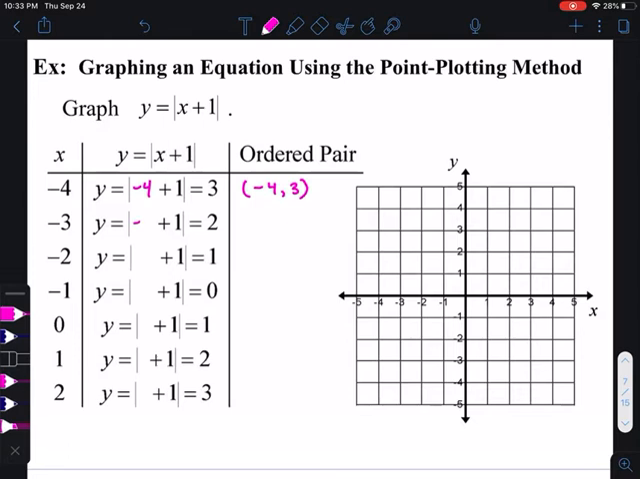Then we would plug in a -3. -3 plus 1 is a -2. Absolute value gives us that +2. So we have our ordered pair -3, 2. We plug in -2.